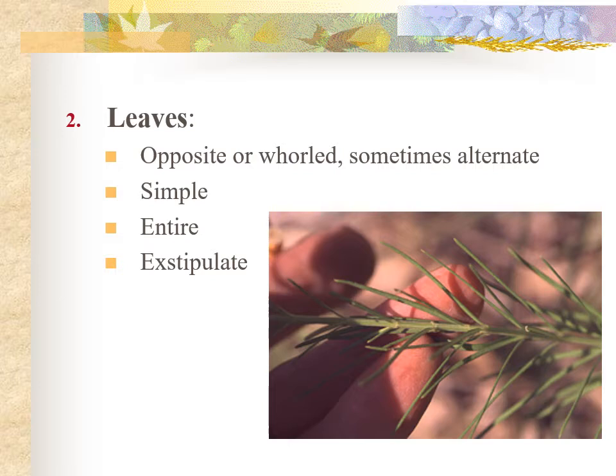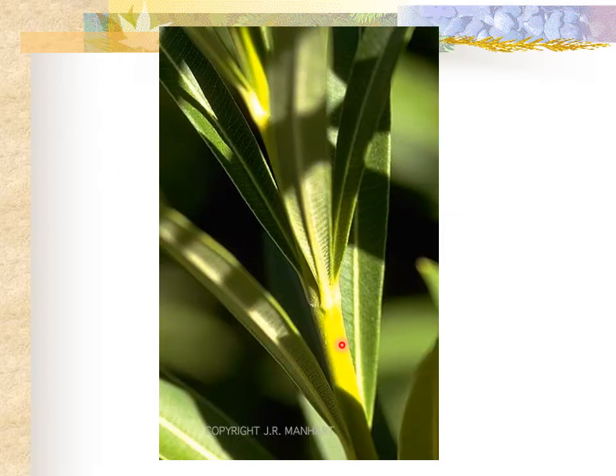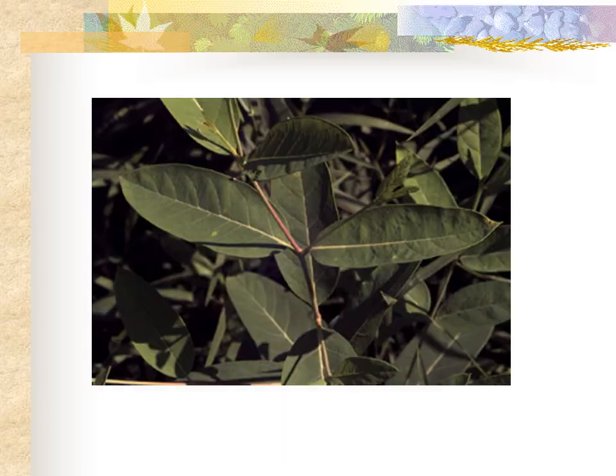For the leaves, we do have a bit more consistency within this family. For the Apocynaceae, we usually see opposite leaves. They can be whorled, and sometimes they're alternate, but usually they're opposite. The leaves themselves are simple, usually with entire margins, and they are exstipulate, so no stipules. In this image here, we see a whorled arrangement, and we can see an opposite leaf arrangement here.